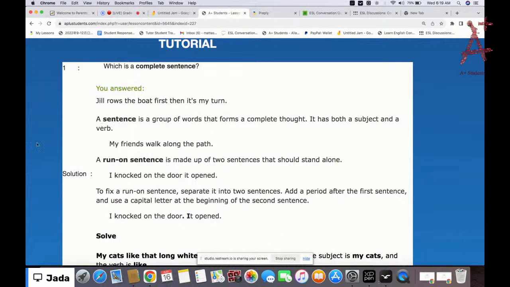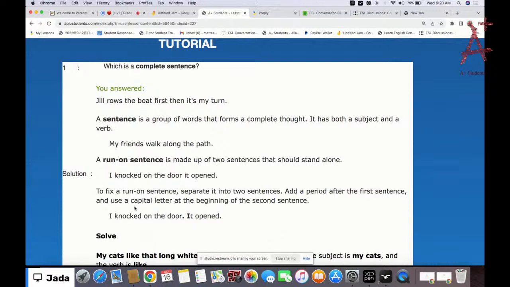Okay, so now a run-on sentence is made up of two sentences. A run-on is made up of two sentences that should stand alone. Okay? So now it's made up of two sentences that should stand alone, but they are joined together. That is the run-on sentence. Okay? Now, two sentences that should stand alone that are joined together is a run-on.